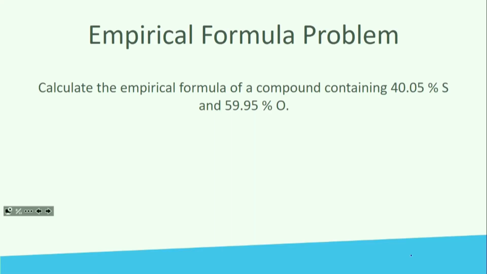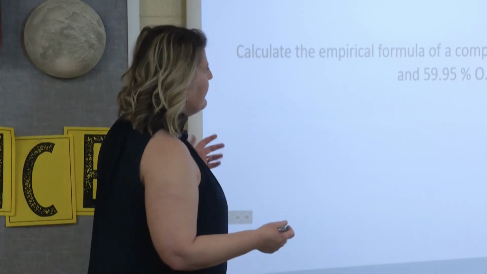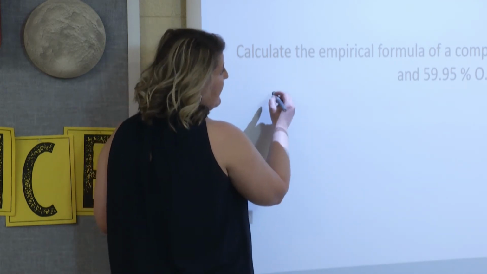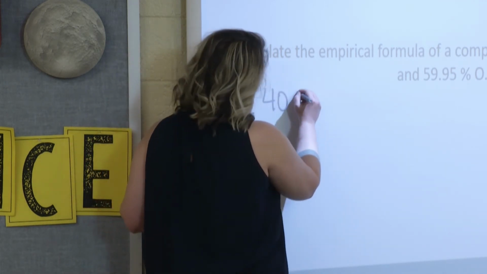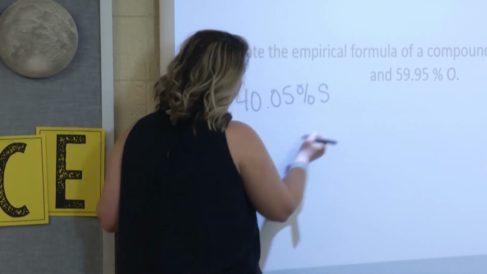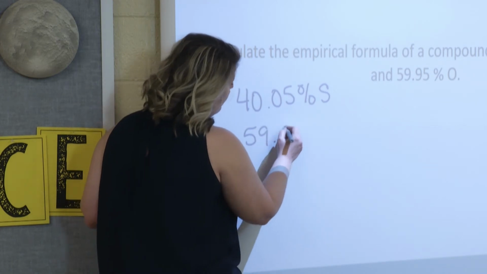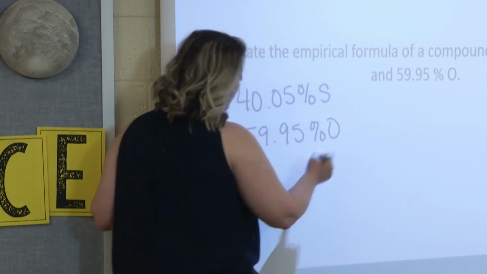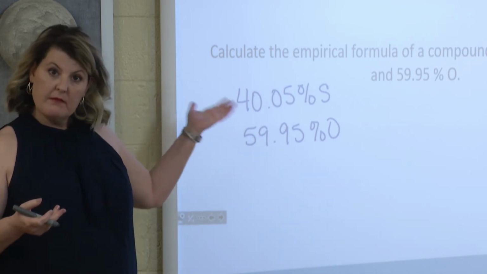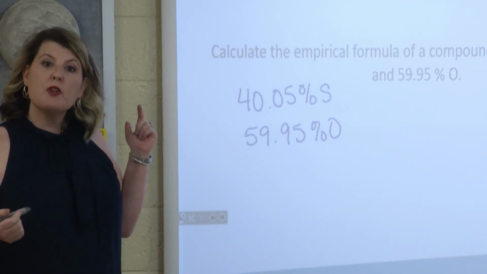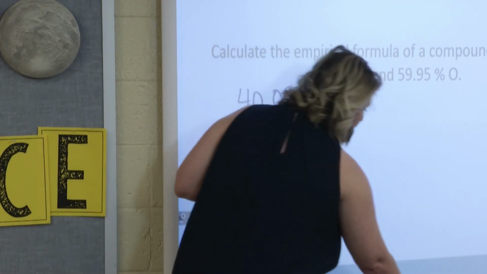So let's look at an example. What's the empirical formula if you've got a compound that I know chemically contains 40.05% sulfur and 59.95% oxygen? So we know this from chemical testing, but we may not know what the formula for that is yet. So the first step was write down your givens. And my givens are 40.05% sulfur and 59.95% oxygen. So the first step was write your givens. Check. The next step is change percent to grams. So what do I mean by change percent to grams?